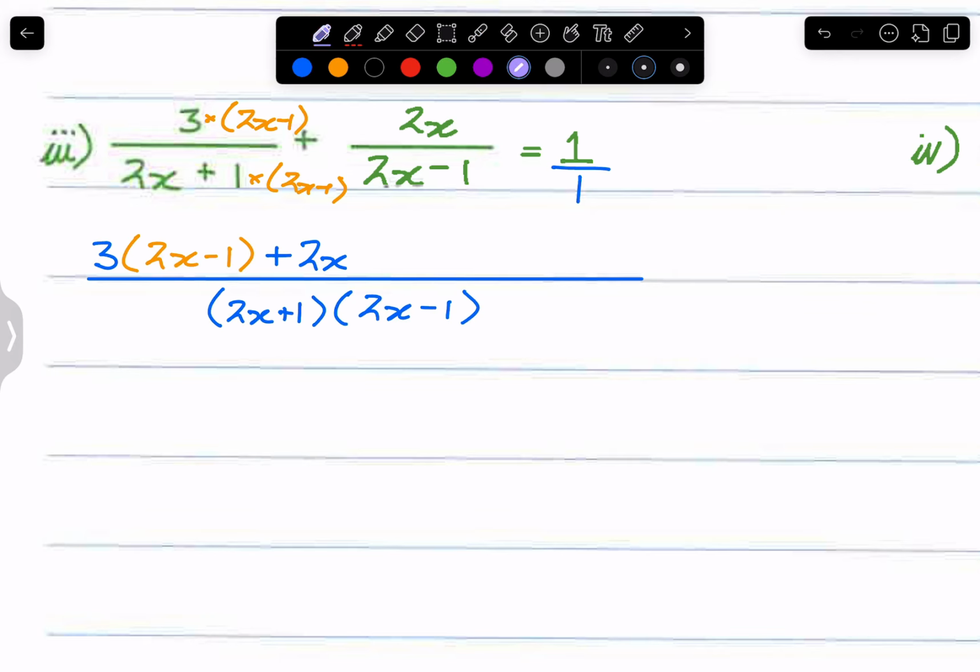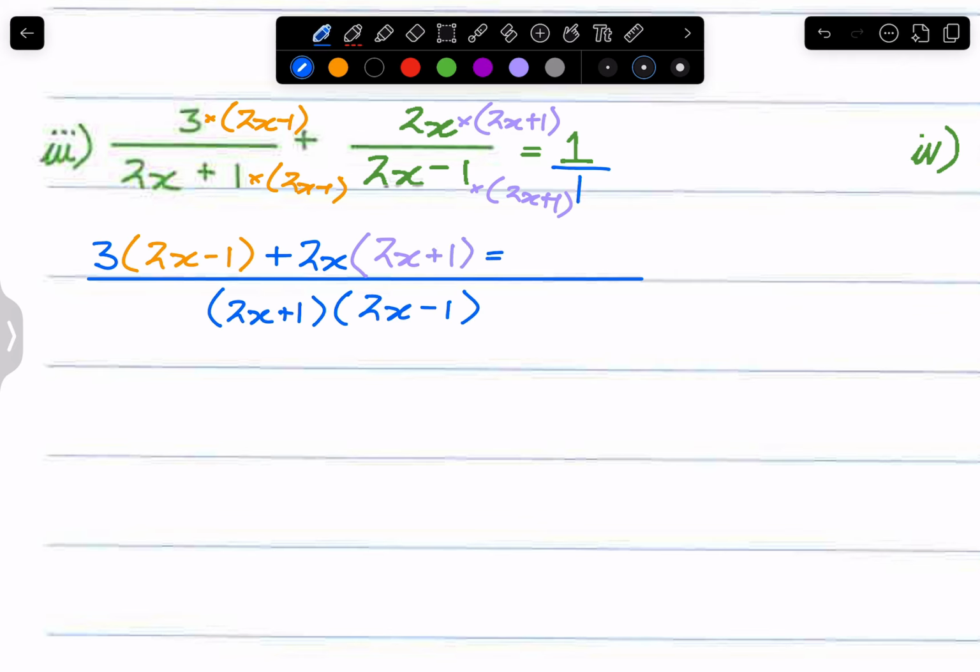Same idea now. Let's use a different color. For 2x minus 1 to become this denominator, it's missing the other factor. So we're multiplying this denominator by 2x plus 1. And so we multiply the same numerator by 2x plus 1. We already have that 2x, and so we write as a group 2x plus 1.